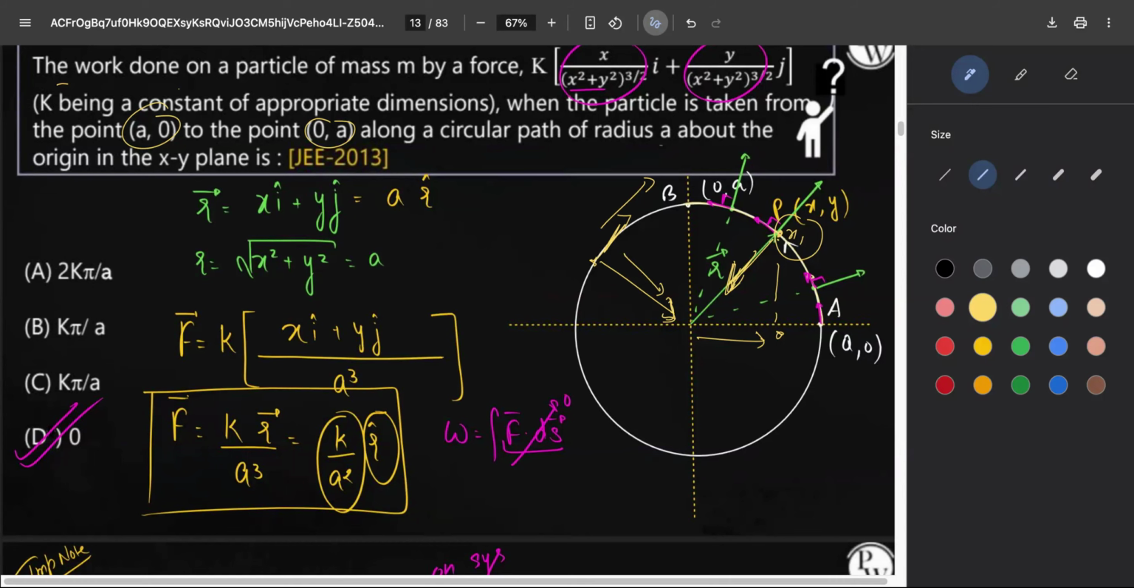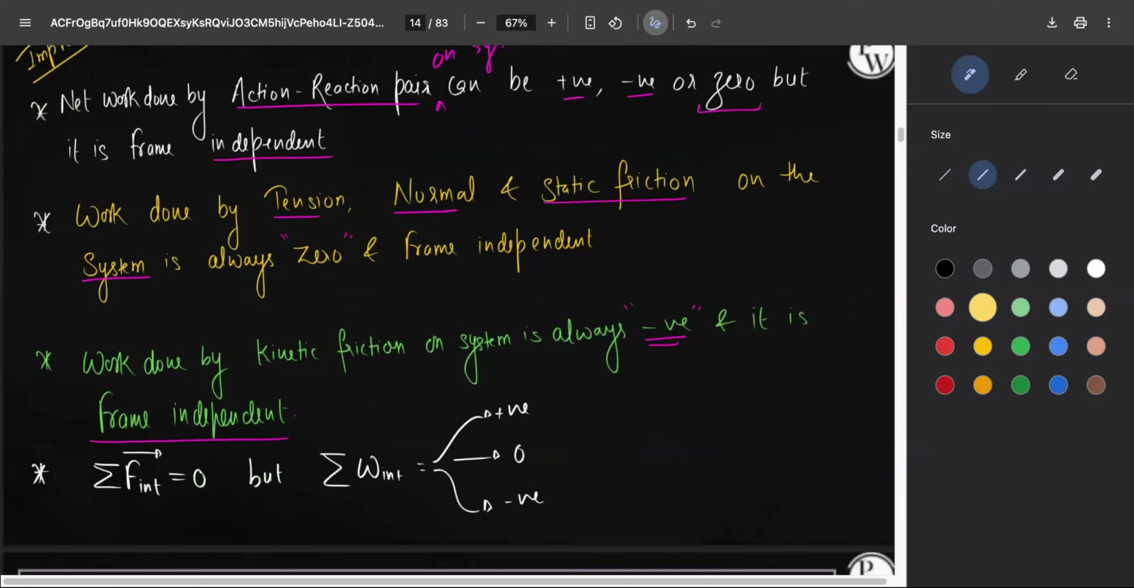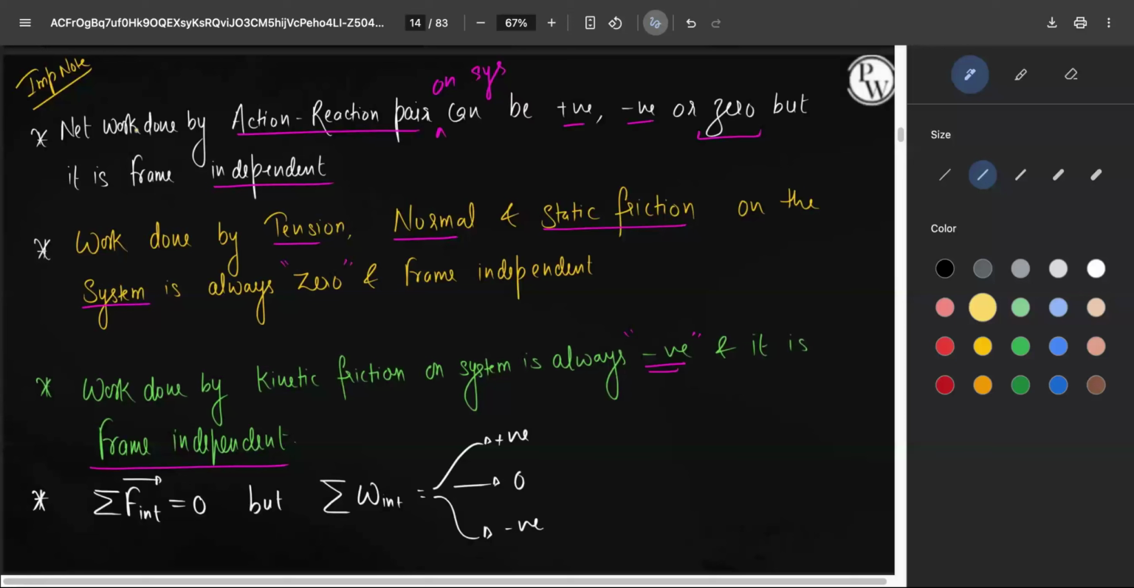Clear? Okay, let's go back to this point. Some important pointers. The net work done by an action-reaction pair can be positive, negative, or zero, but that is actually frame dependent. You can't see it just by looking from one frame. The ground frame may get a different value, and another reference frame can get a different value. Work done by tension and normal force on the tip is always zero, and frame independent.